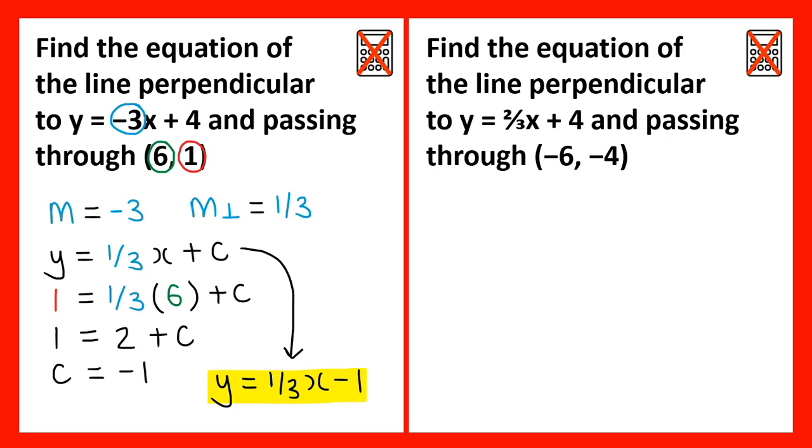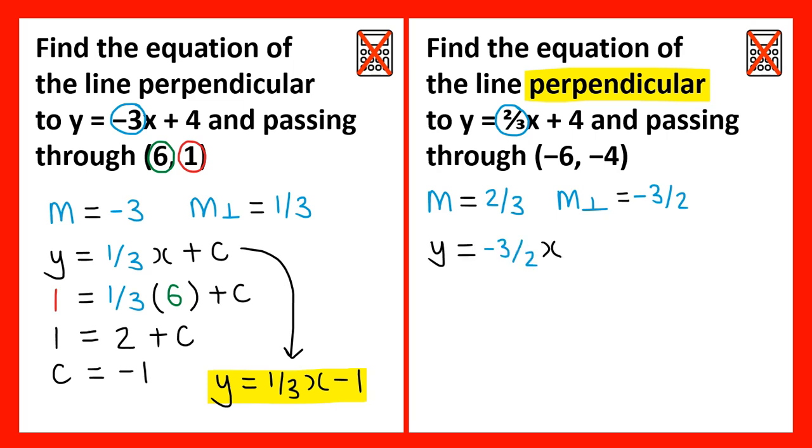Find the equation of the line perpendicular to y equals 2/3 of x plus 4 and passes through the point -6, -4. Identify the original gradient. m is equal to 2/3. Since I know the line is perpendicular, I can find my perpendicular gradient using the negative reciprocal, flip the fraction upside down and change the sign, in this case to a negative. Substitute my gradient into y equals mx plus c. Substitute the x and y values of a coordinate that lies on the line.